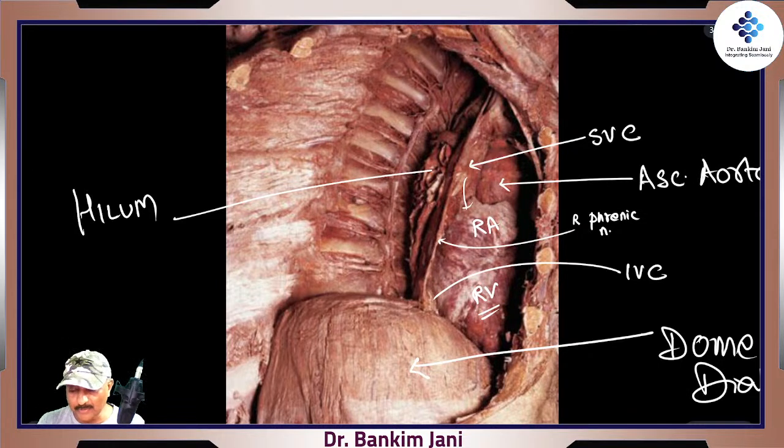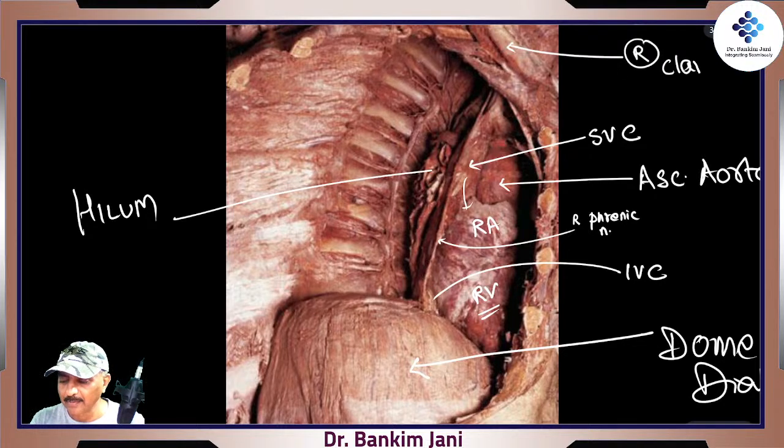Two other good structures. Can you appreciate that there is a bone over here, right? See, this is a bone. In the thorax, there is only one bone which is horizontally situated, right? Right clavicle. See, sometimes things look very confusing when we look at them.